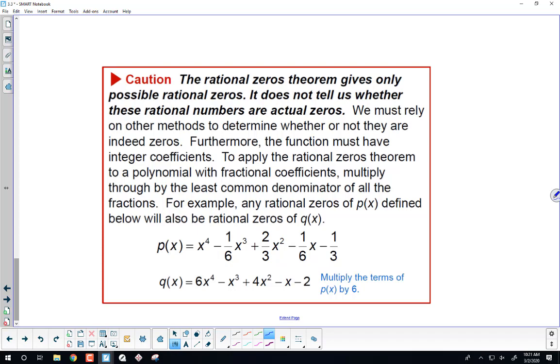It only applies to functions with integer coefficients or whole number coefficients. So like if we had p of x as x to the fourth minus 1/6 x cubed, etc., what we would need to do is clear the fractions first and write it like this, and then apply the rational zero theorem to q of x, because it only applies to whole number coefficients. Don't worry, you won't see anything like this anyways, but it's definitely worth mentioning. Okay. Any questions?